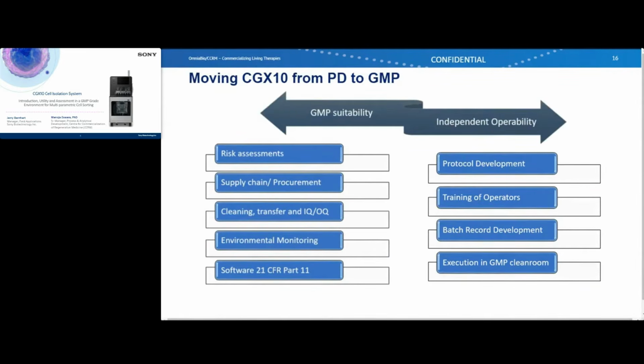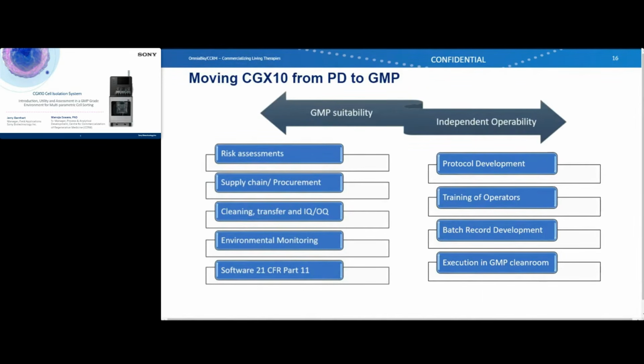GMP is a highly regulated environment, and moving any process, reagent, or instrument into GMP involves thorough risk assessment and diligence from a facility and a product perspective. For this assessment, we mainly focused on 2 metrics: GMP suitability of the instrument and independent operability in a clean room.